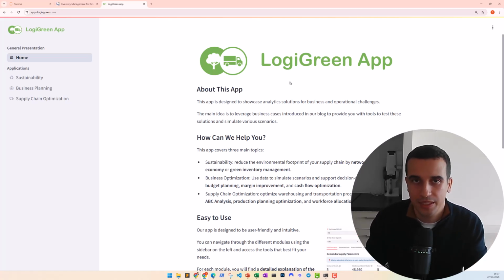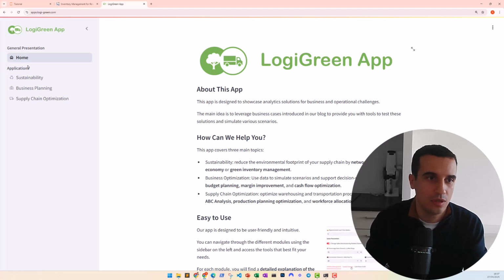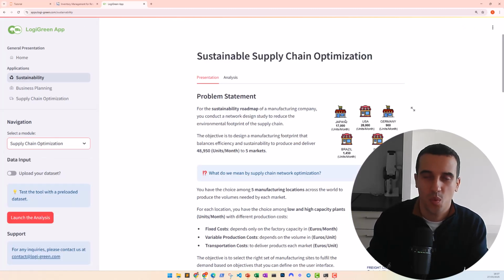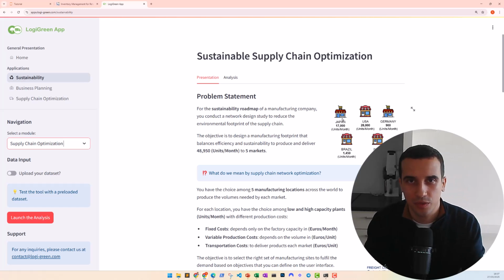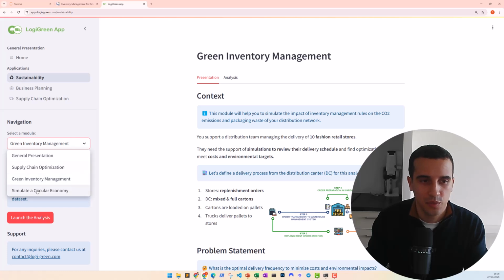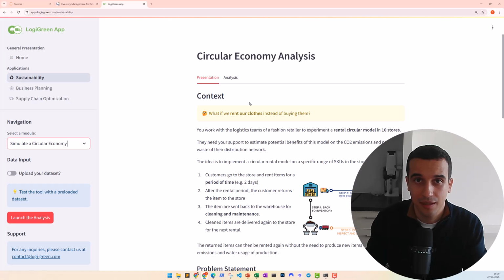This is an app that we have developed in the startup that I founded with my brother. It's basically a demo version to showcase the type of analytics product that you can use to help businesses with sustainability. We have some tools for supply chain optimization, where you need to locate your factories and warehouses to minimize cost or environmental footprint. We have a module for green inventory management, which is how to optimize inventory management rules to minimize CO2 emissions. And we have a tool to simulate the circular economy, where we simulate the environmental impact of renting products instead of selling them.